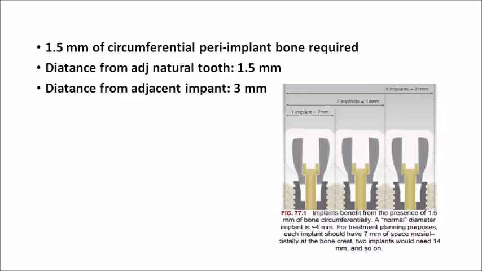Another very important question that has been repeatedly asked in MCQs in NEET exams is the peri-implant bone required for an implant. 1.5 millimeters of circumferential peri-implant bone is required. The implants benefit from the presence of this 1.5 millimeters of bone circumferentially. So, the standard diameter of an implant is considered to be 4 millimeters. So, when you're keeping a 4 millimeter diameter implant, you want 1.5 millimeters mesial to it, you want 1.5 millimeters distal to it. So, 4 plus 1.5 plus 1.5, a 7 millimeter space is required for one implant placement.